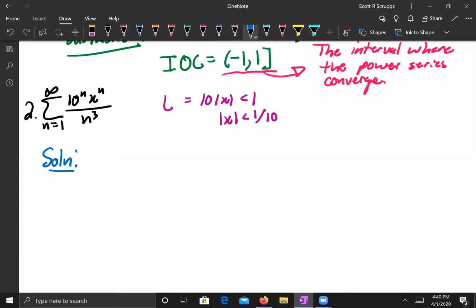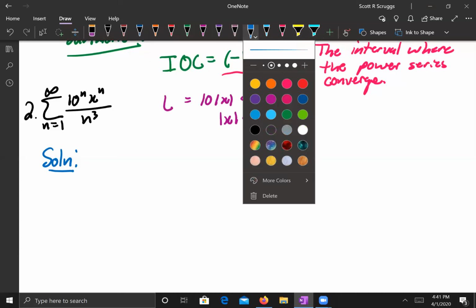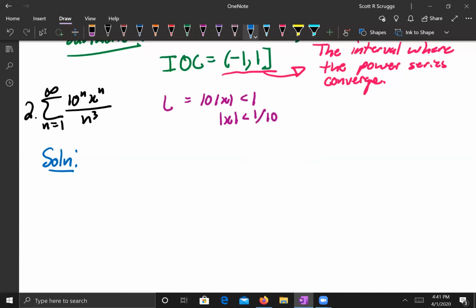All right. And on that note, let's blow this popsicle stand and get through the example. So what's my center for this power series? Yep. a is 0 because I have nothing to go with that.